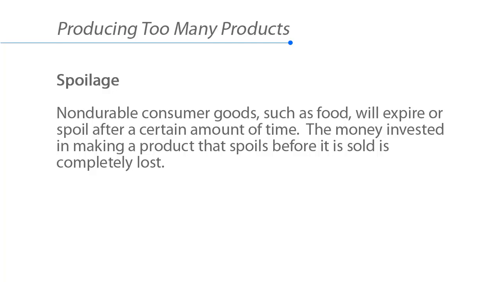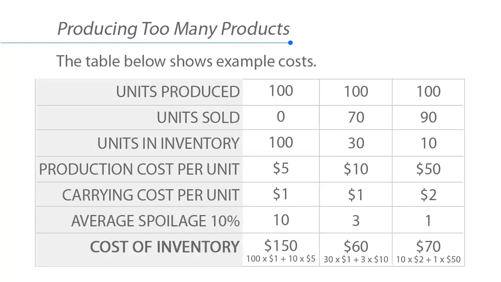Spoilage. Non-durable consumer goods, such as food, will expire or spoil after a certain amount of time. The money invested in making a product that spoils before it's sold is completely lost. The table below shows example costs.